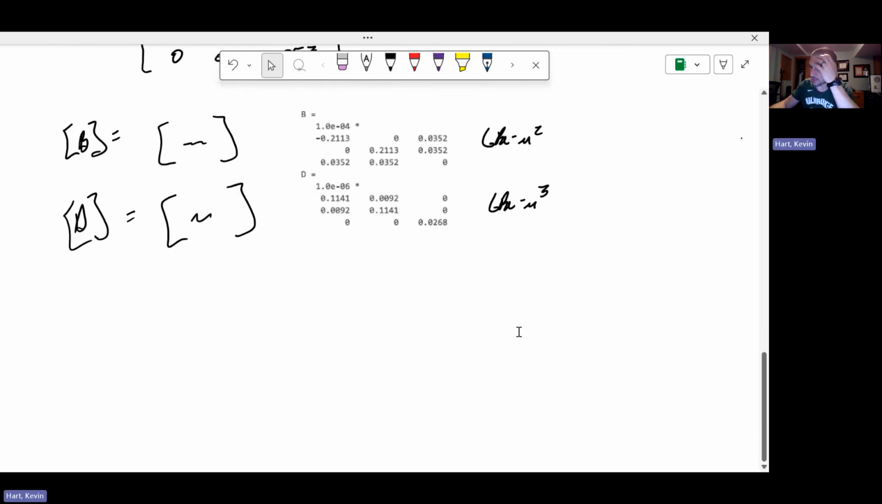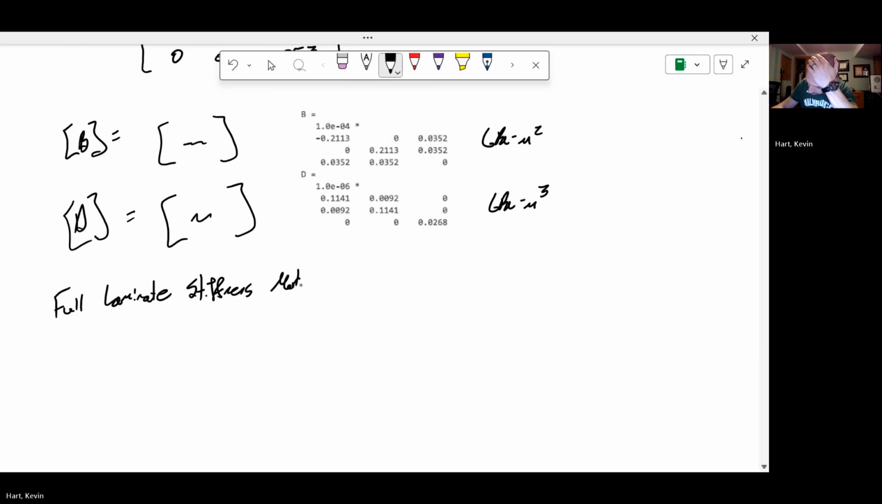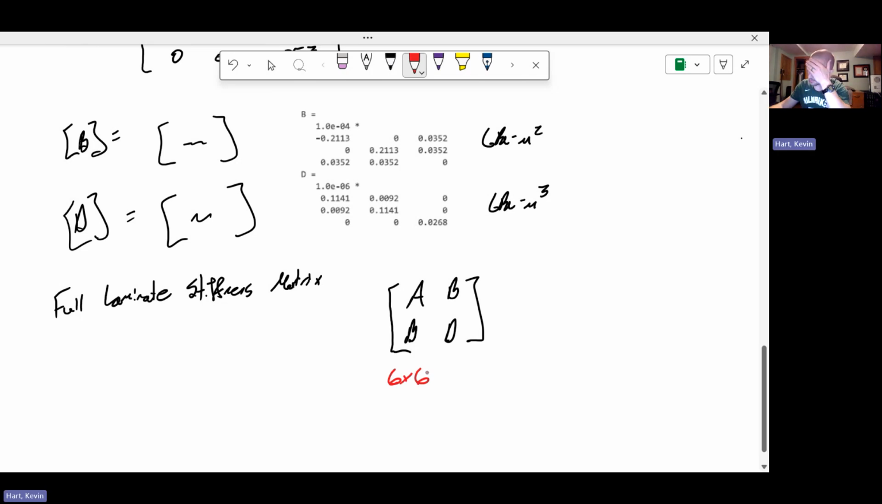Once you have the A, B, and D matrices, then the full laminate stiffness matrix is the 6 by 6 that is capital A, capital B, capital B, capital D. All right. And this is a 6x6. This is the full laminate stiffness matrix. Once you have this, you want to invert this. So that would be taking this all to the -1 to get the 6x6 that's little a, b, c, and d.